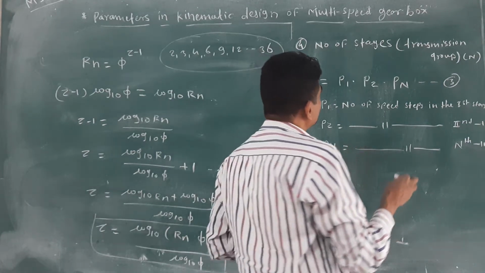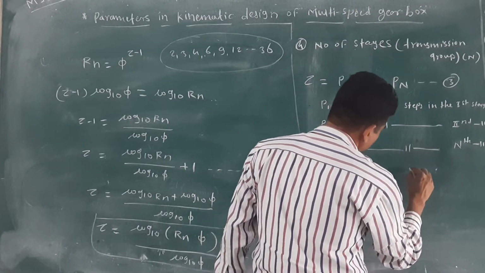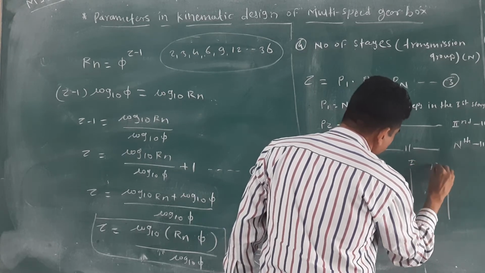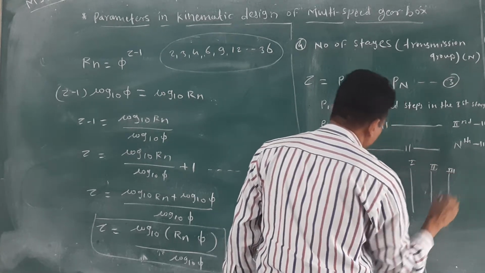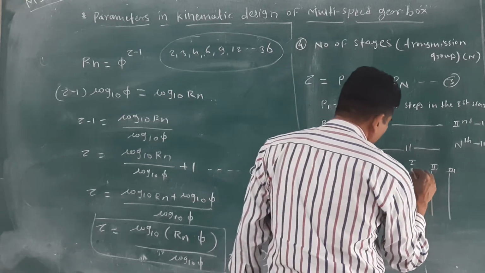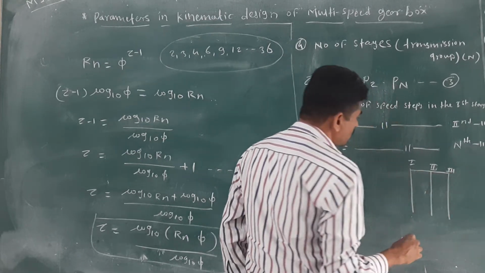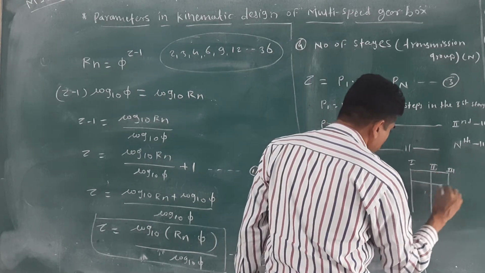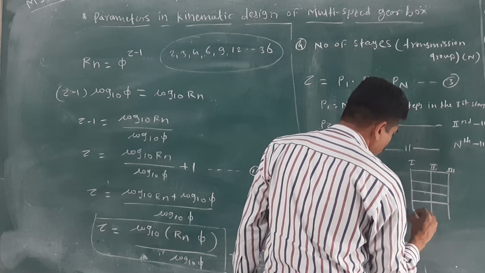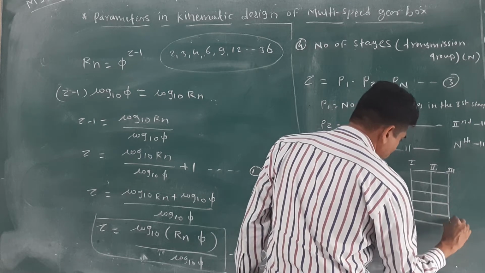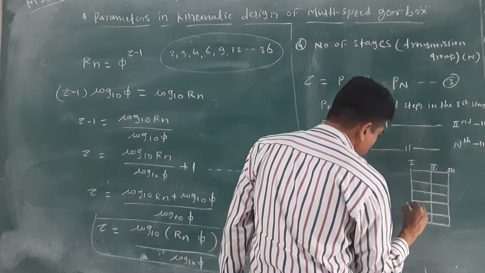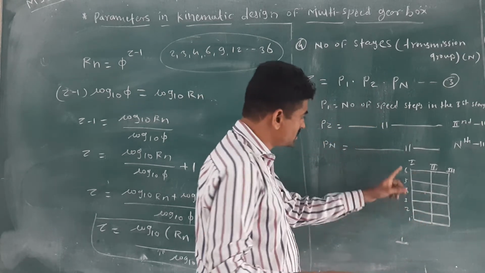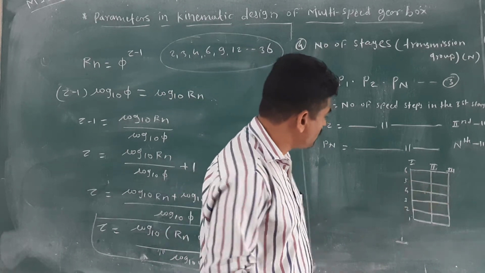Suppose I give an example. Here there are 2 stages. 2 stages means how many shafts? 3 shafts: first, second and third shaft. Suppose you have been given a numerical where the number of speed steps is 6. 1, 2, 3, 4, 5 and 6. Okay, these are the 6 speed steps, and here is the number of stages.